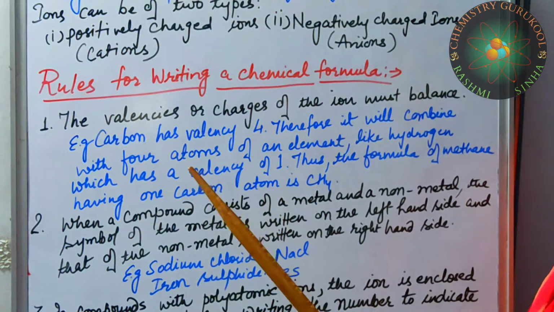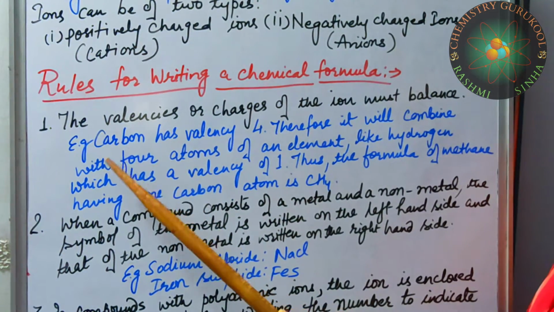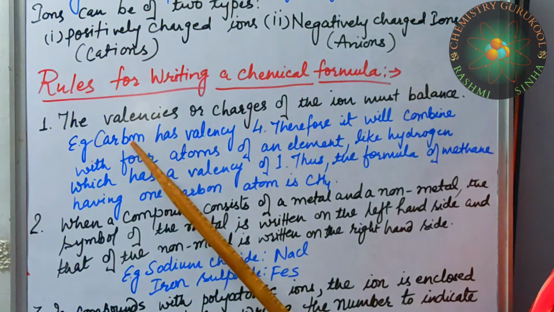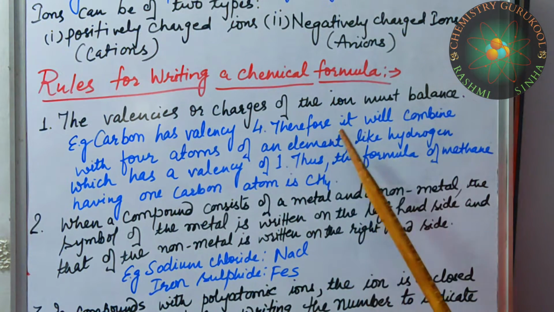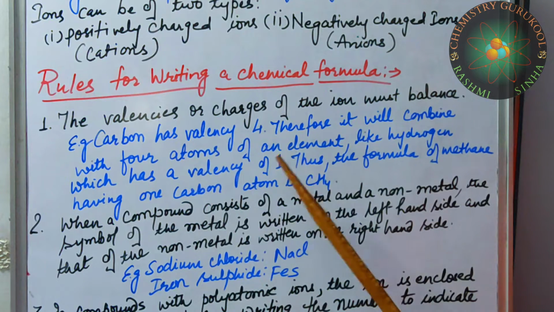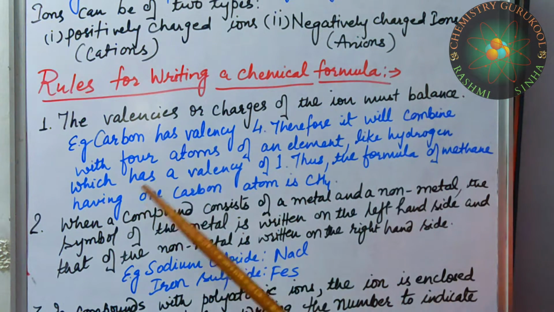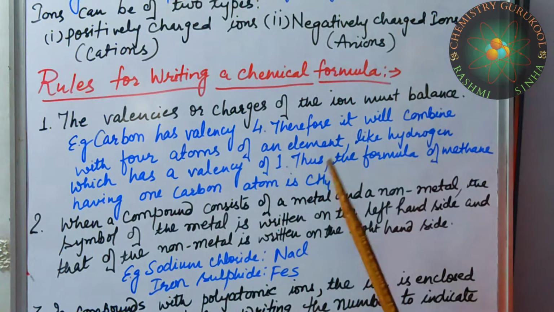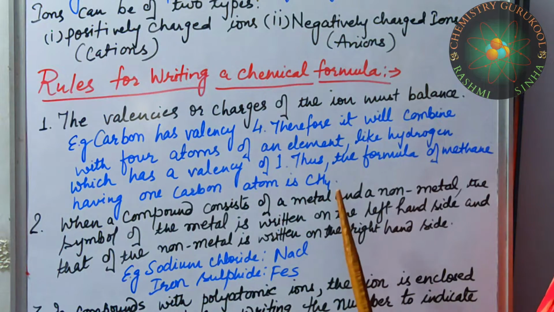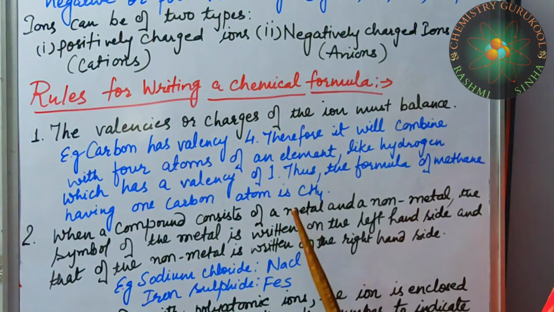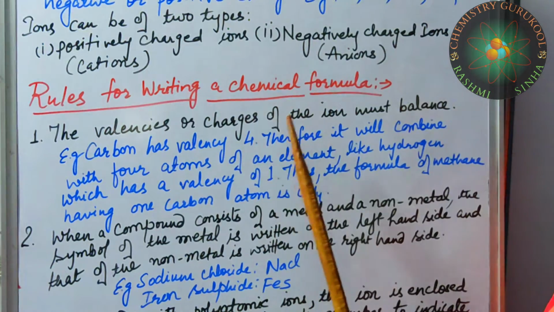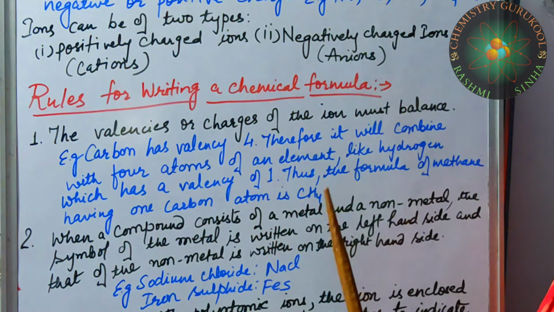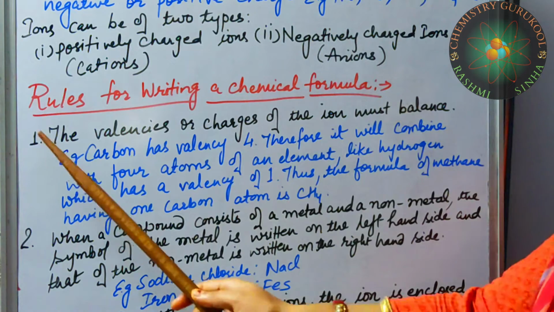What does it mean? Suppose I have explained it with one very good example. Carbon has valency 4, therefore it will combine with 4 atoms of an element, like hydrogen, which has a valency of 1. Thus the formula of methane, having 1 carbon atom, is CH4, meaning the valency of carbon is satisfied when 4 hydrogens are attached to carbon. So the valencies or the charges of the ions must be balanced. Here it is balanced. Okay, so this is the first rule.